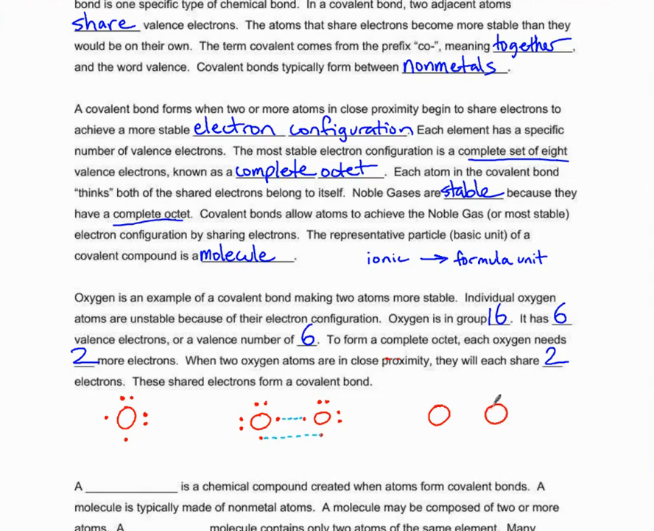So here's one oxygen, here's the other oxygen, and here's a covalent bond, which are these two shared electrons. And here's a second covalent bond, which is another 2 shared electrons. Now, each of these oxygens thinks that these two belong to itself, and these two. And then they have some that they're not sharing. So this oxygen on the left has 1, 2, 3, 4, 5, 6, 7, 8, just like it wants. It's sharing 4 and it's keeping 4 to itself. Same thing with the other one. 1, 2, 3, 4, 5, 6, 7, 8.